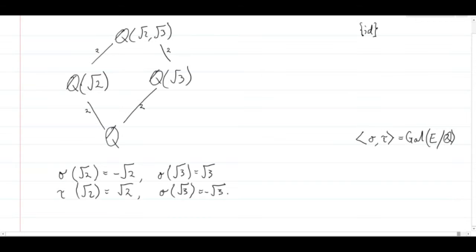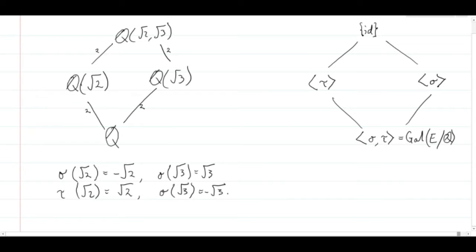So let's see. Does sigma fix square root of 2 or square root of 3? It fixes the square root of 3, therefore on the right-hand side of our picture we've got the group generated by sigma, and on the left-hand side we'll have the group generated by tau. Tau fixes square root of 2 but not square root of 3. So you might realize that there's something missing.